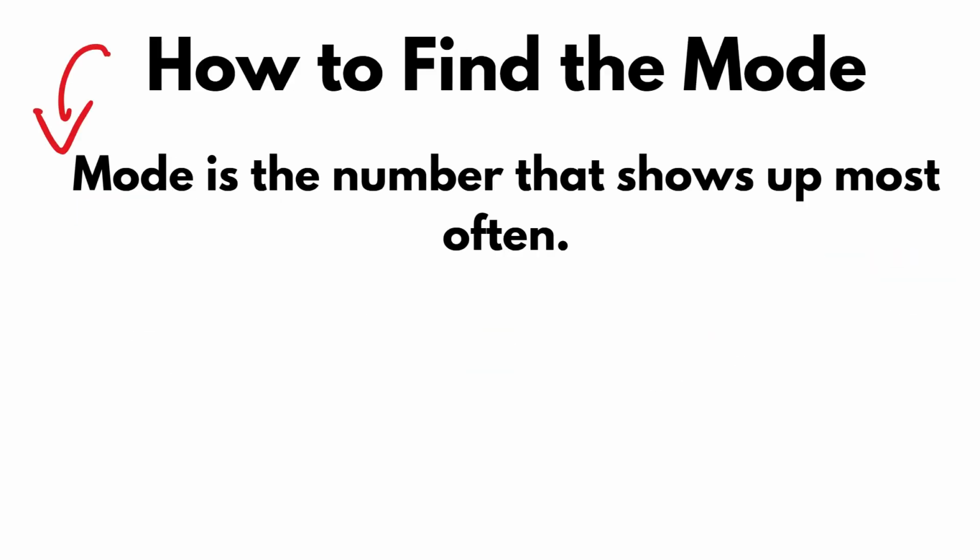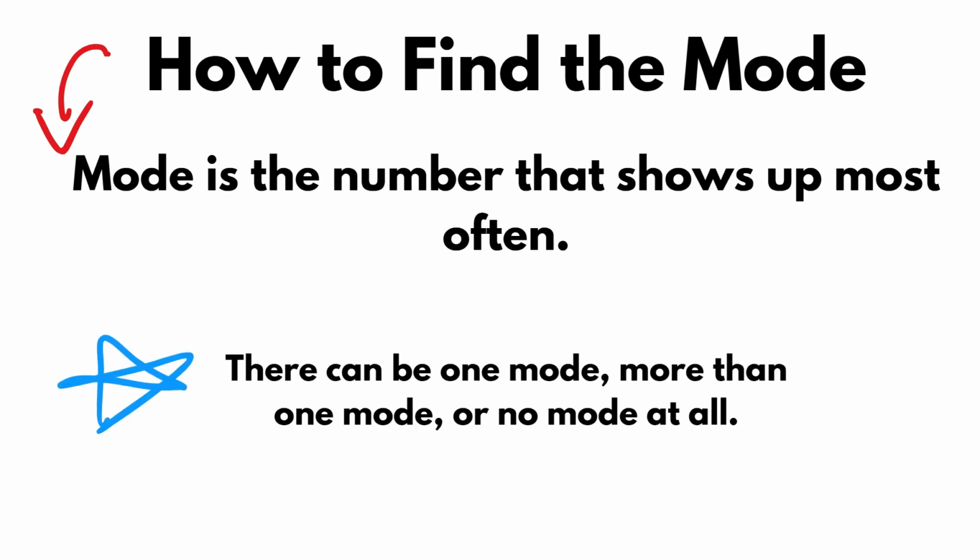Now let's focus on how to find the mode. What is mode? Mode is the number that shows up most often. Remember, the number needs to repeat itself at least twice or more. Now, this is very important. There can be one mode, more than one mode, or no mode at all.